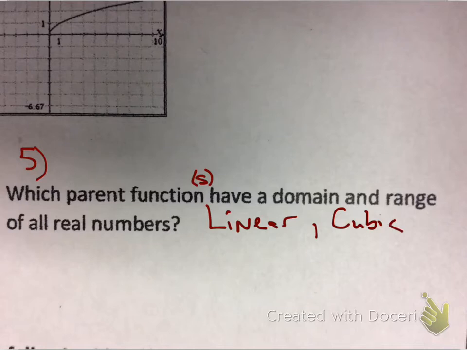Absolute value has the domain of all real, but not the range. Logarithmic has a range of all real, but not the domain, which is greater than 0. Exponential has a domain of all real, but not the range. Rational is all real, but 0. So kind of keep in mind the different characteristics that some of these problems have.